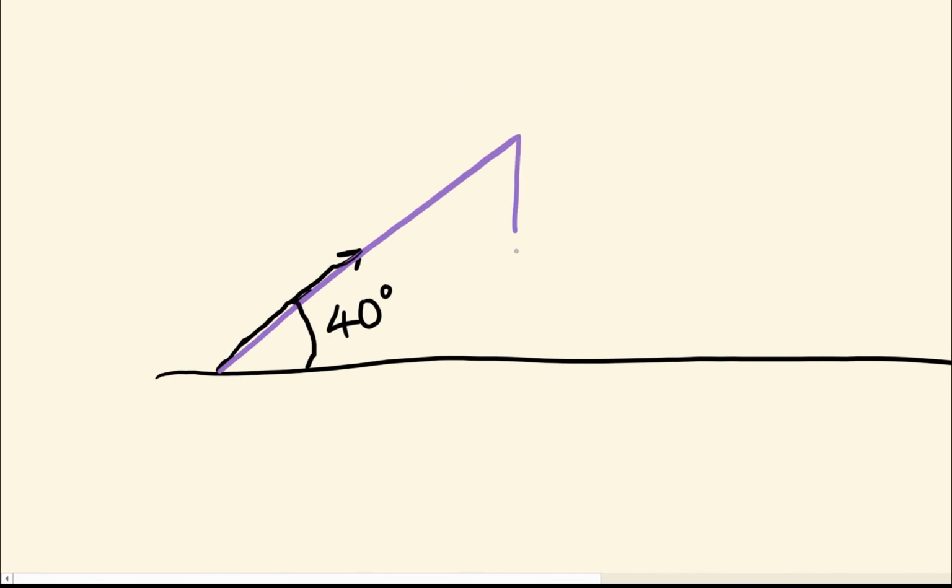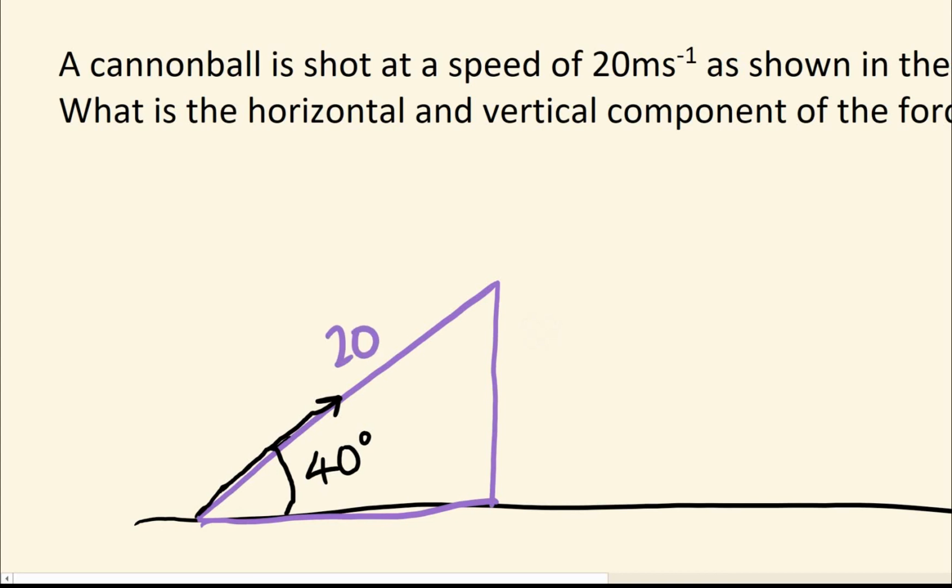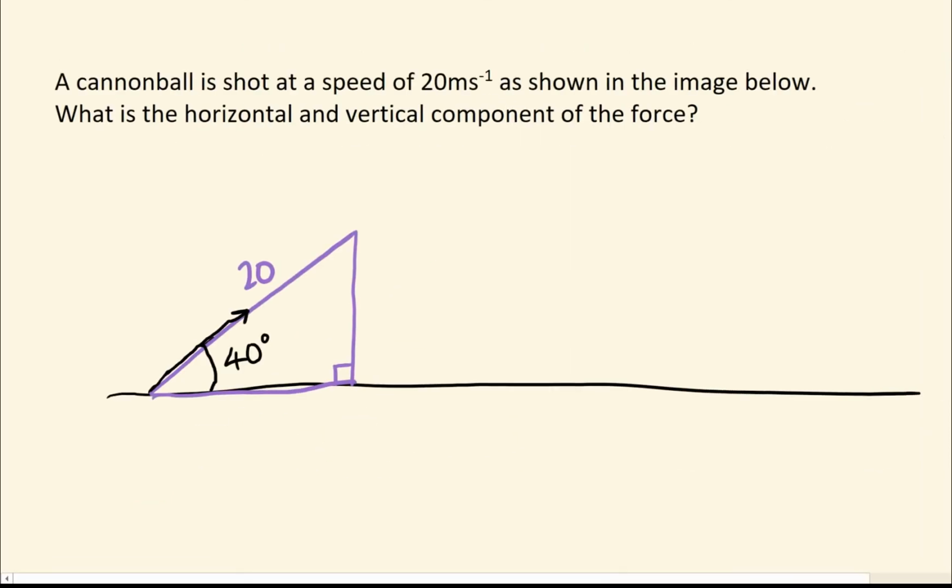So if I just draw this as a quick triangle, we're told the initial speed is 20 meters per second. And even though these aren't distances, these are speeds instead, the same triangle still works because these are the same laws of Pythagoras and trigonometry. We need to work out the horizontal and vertical components.